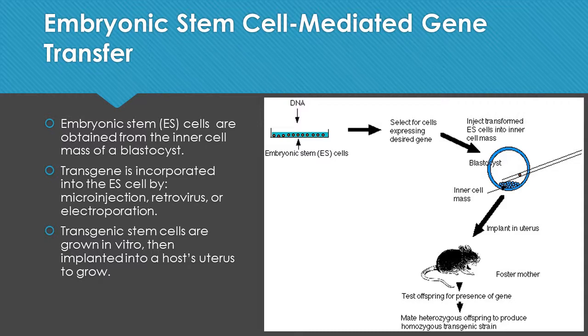Alright, the third method is the embryonic stem cell mediated gene transfer. In this method, embryonic stem cells are obtained from the inner cell mass of a blastocyst. Then you can insert the construct transgene into the embryonic stem cells. The transgenic stem cells are grown in vitro via cell culture, then implanted into a host uterus. We let it grow and produce a transgenic progeny.